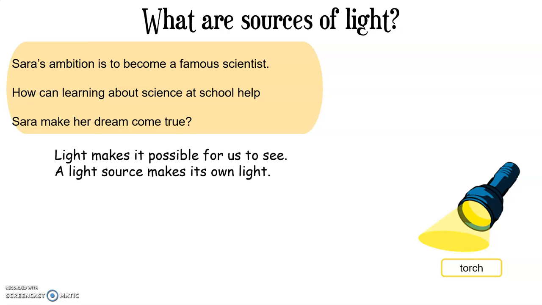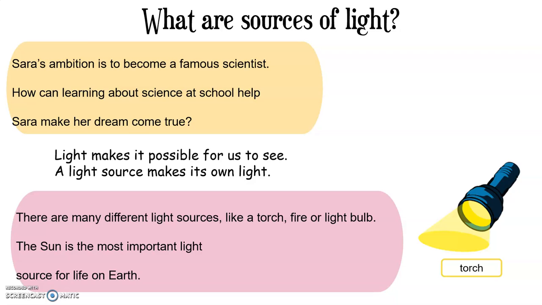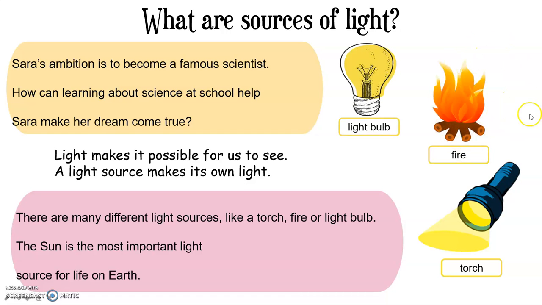Okay, light makes it possible for us to see. A light source makes its own light. There are many different light sources, like a torch, like this, fire, or light bulb. The sun is the most important light source for life on Earth, because the sun is the main source of light on our Earth.